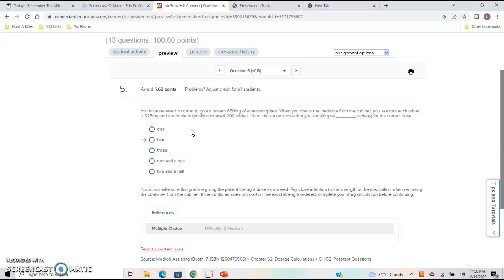What they want to know is how many tablets are you going to hand this patient for this dose? You need 650. You have 325 milligram tablets. So, you would divide what you need, 650 milligrams, by 325 milligrams per tablet. This should give you 2, and you would give 2 tablets.